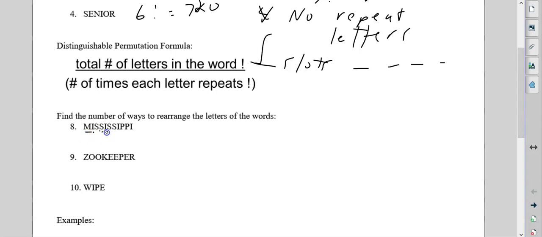There's 1, 2, 3, 4, 5, 6, 7, 8, 9, 10, 11. So there's 11 factorial on the top. Notice we have factorial there, all right? So there's 11 slots. Now, the number of times each letter repeats, okay? So we have I, that repeats 4 times. We have S, that repeats 4 times. And we have P, that repeats 2 times, okay? M is just 1, so it doesn't really matter. So that means on the bottom, we have 4 factorial times 4 factorial times 2 factorial.